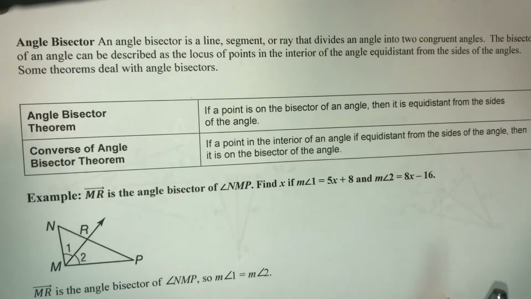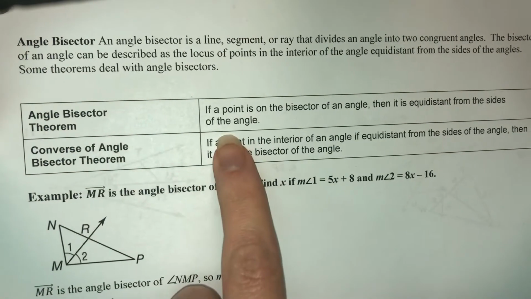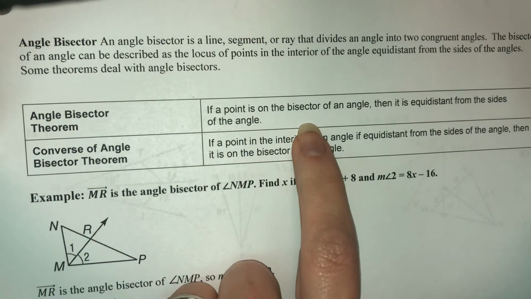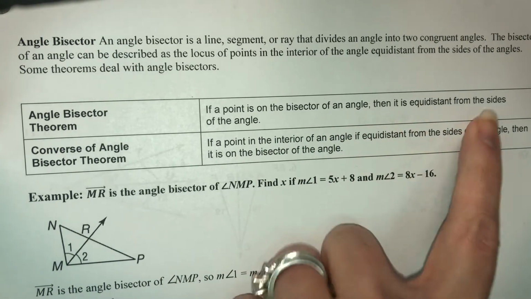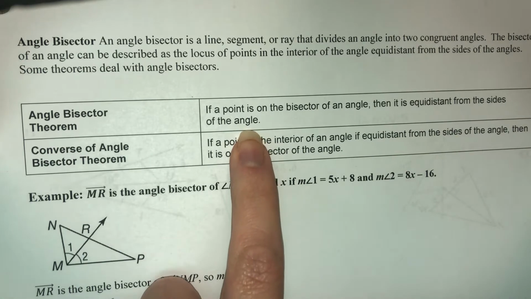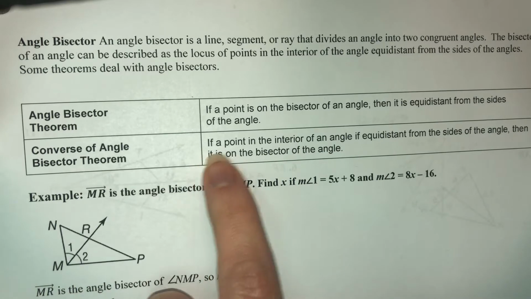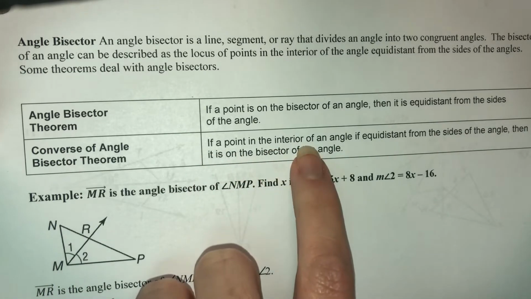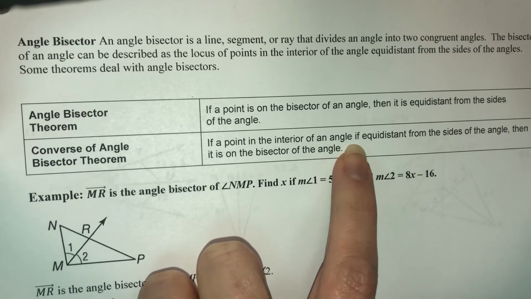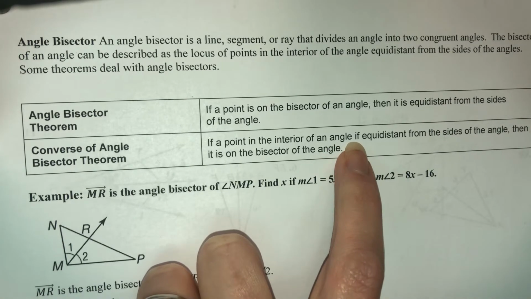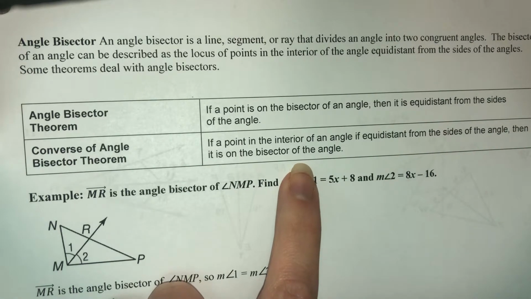We got a couple of other bisector theorems. This is the angle bisector theorem. If a point is on the bisector of an angle, then it is equidistant from the sides of the angle. And the converse of the angle bisector theorem says if a point in the interior of an angle is equidistant from the sides of the angle, then it is on the bisector of the angle.